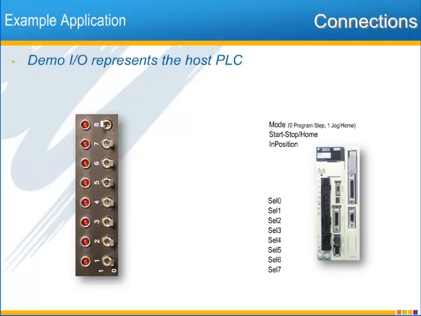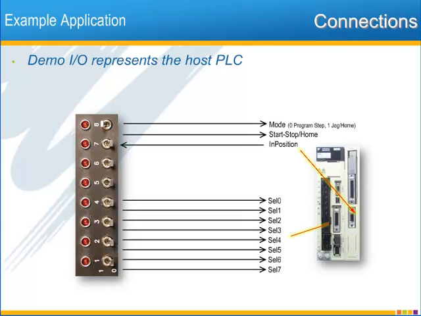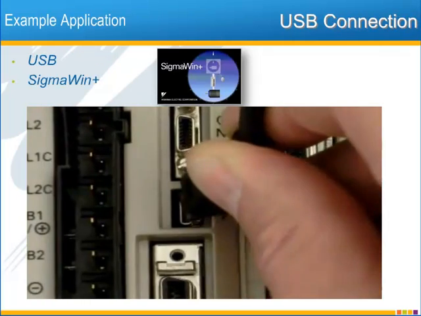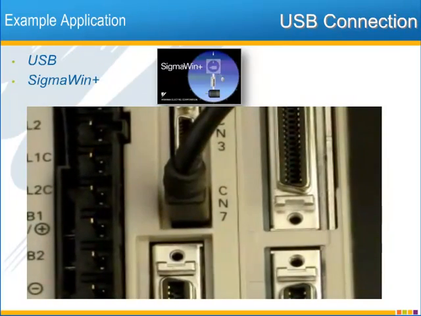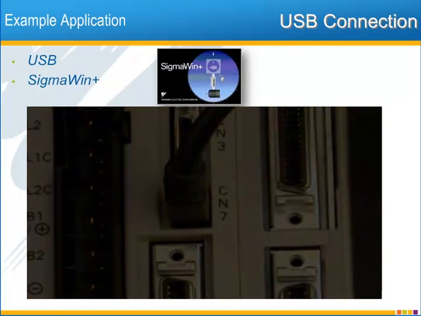The configuration I'll be using in this example includes a few switches and LEDs just to represent the PLC, for simplicity and demonstration. I have a switch for mode, a switch for start-stop, and I have switches for all the select inputs. And I also have the in-position outputs wired to an LED. SigmaWin Plus software, so I'll connect the USB cable and go online.